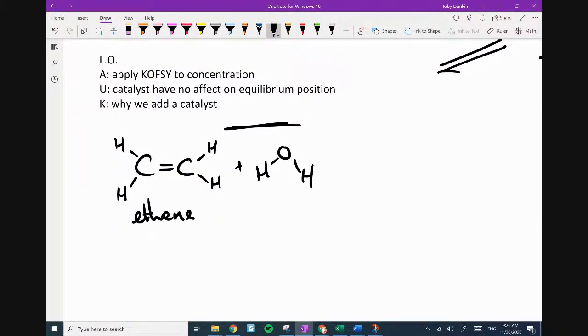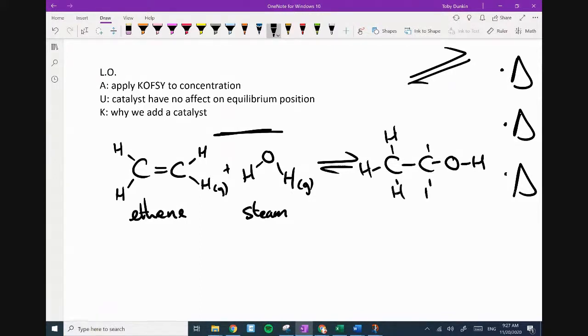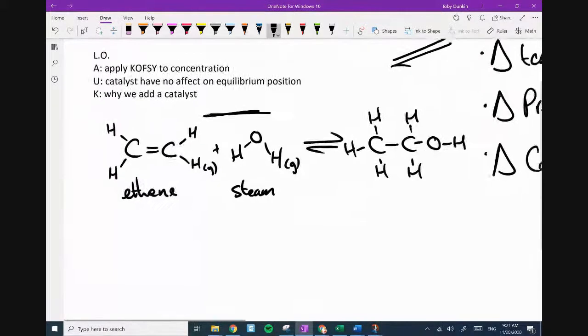So we've got ethene, ene because of the double bond, and steam. Yeah, it's a gas. There we go. Ethene gas, steam gas in equilibrium, and I am going to make our Friday night molecule. We're going to make ethanol. Woo! There we go.